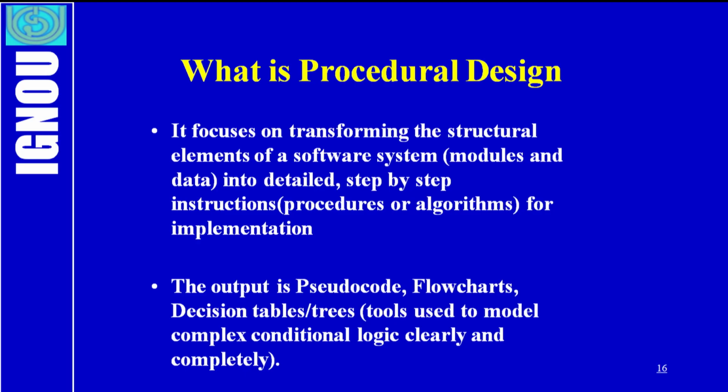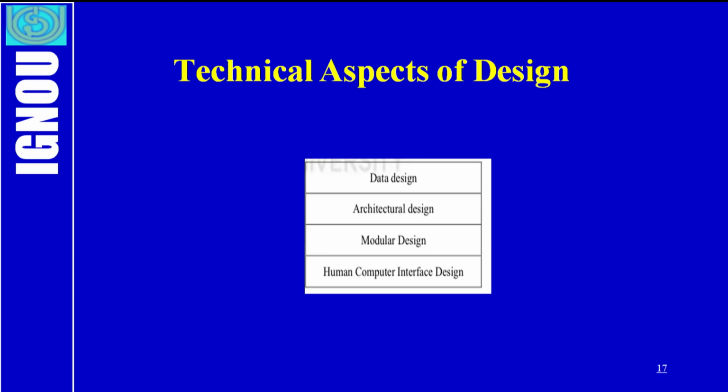So the output of the procedural design is pseudocode, flowcharts, decision tables or trees, tools used to model complex conditional logic clearly and completely. Now let us see some technical aspects of the design. As part of the design, you have data design, architectural design, modular design, and human computer interface design. Though we focus on data design and architectural design in today's lecture.